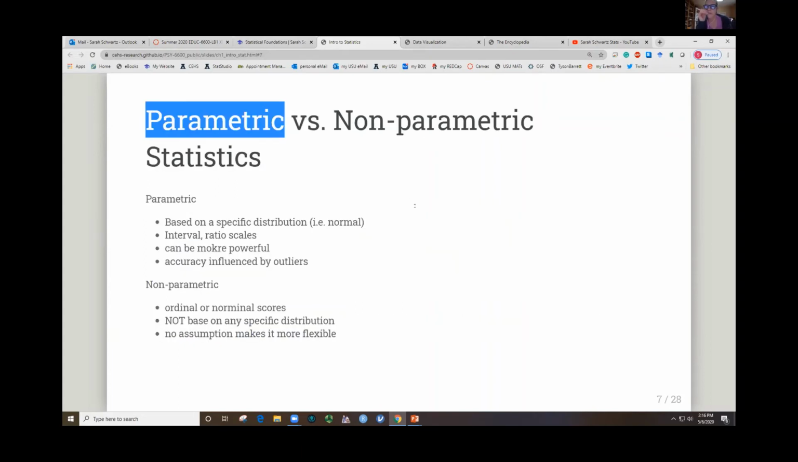Let me ask a quick question while we're right here. You did say chi-square was non-parametric, right? Is that what I heard? Chi-square is parametric, because it's a set distribution.